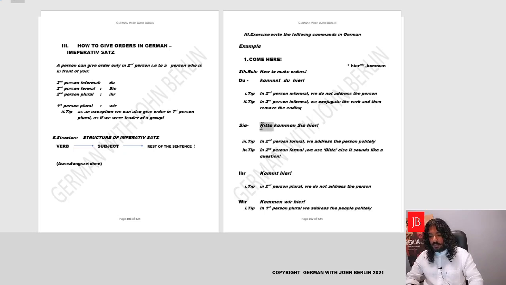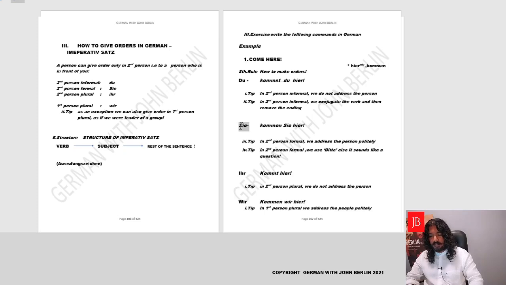All right, let's omit bitte for a moment. Let's simply follow the structure, and we begin with a verb, kommen. We'll conjugate it for Sie formal. How will we do it? Ich komme, du kommst, sie es kommt, wir kommen, ihr kommt, sie kommen, Sie kommen.